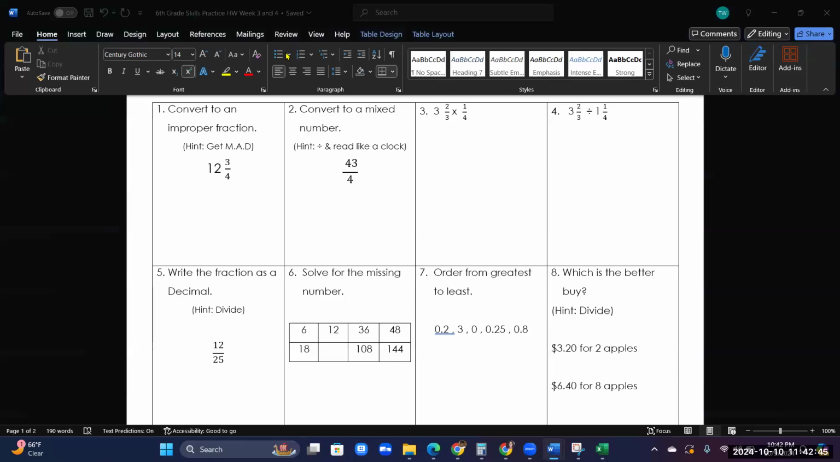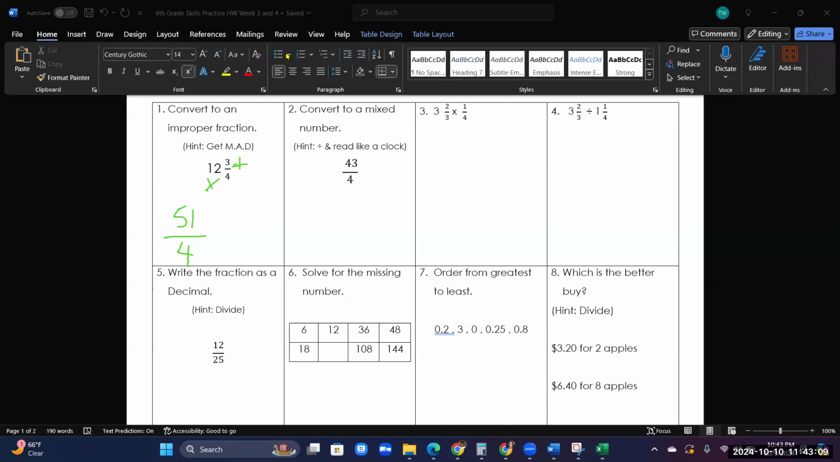All right, number one, convert to an improper fraction. The hints say get mad, multiply, add, and divide. So 12 times 4 is 48, plus 3 would give us 51, and keep the denominator the same.